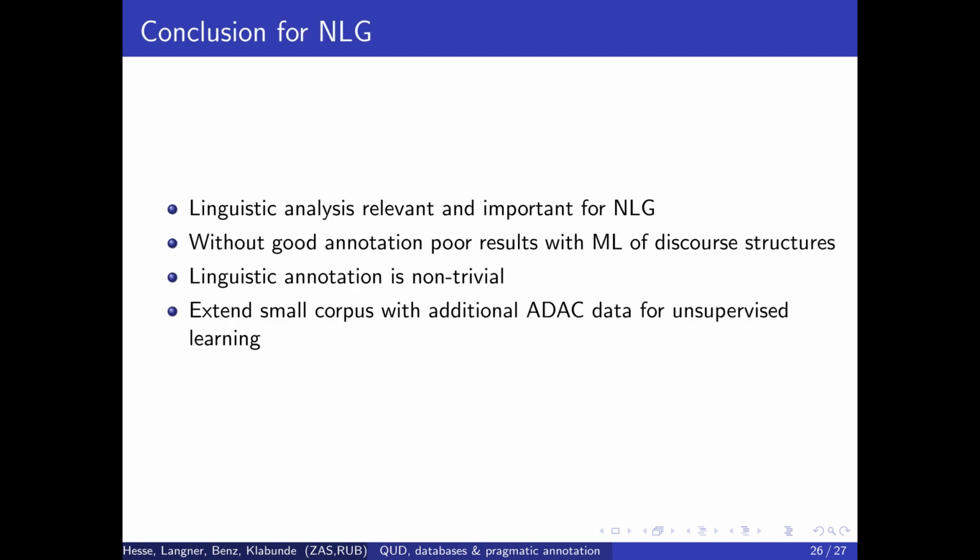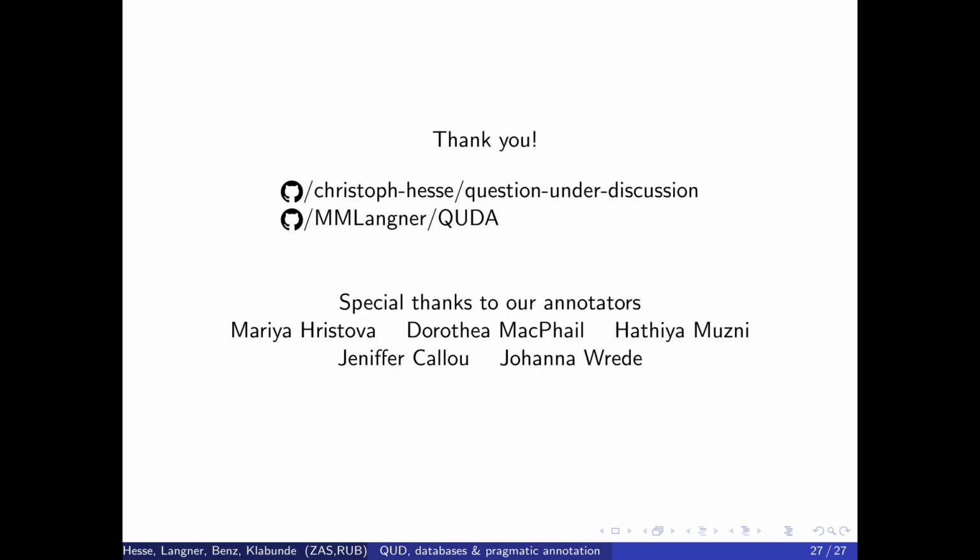Conclusions: linguistic analysis is relevant and important for NLG. Without good annotation, you get poor results from machine learning of discourse structures. Linguistic annotation is non-trivial, to say the least. In order to be able to do machine learning on this data, we want to extend the small corpus with additional data from the German Motoring Association, the ADAC, so we can do unsupervised learning.